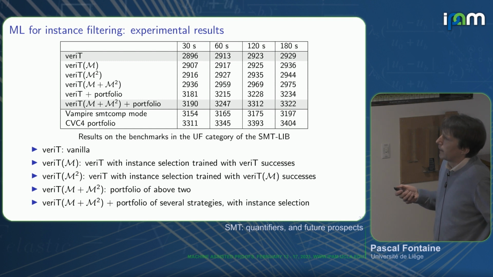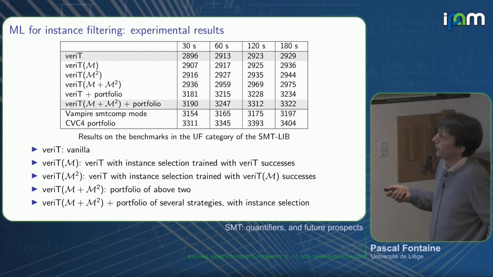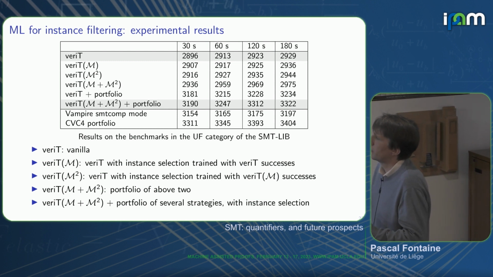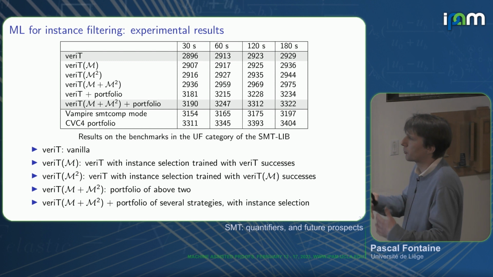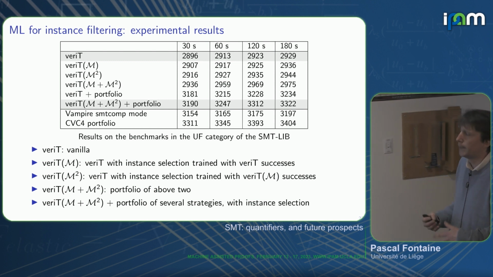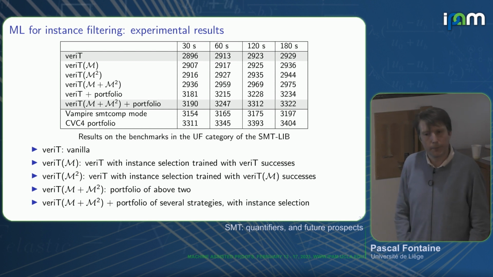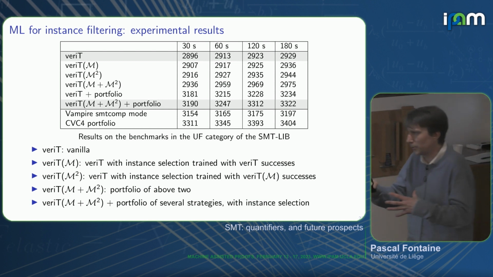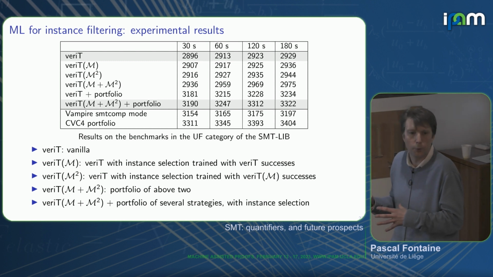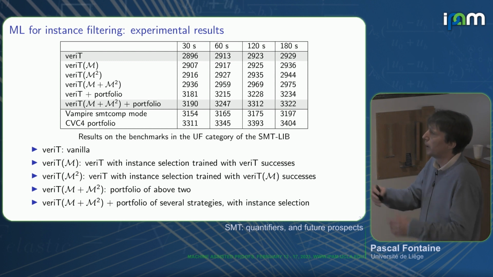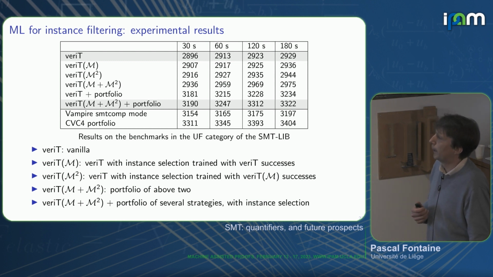And this is what we get. If we take vanilla Verity, we manage to solve within a certain time a certain amount of formulas, and every time we train the model, we manage to solve a bit more and a bit more. And when we take all those trained solvers together, we have a portfolio. Portfolios work well in SMT, so we try many things together. We manage to improve quite a lot.